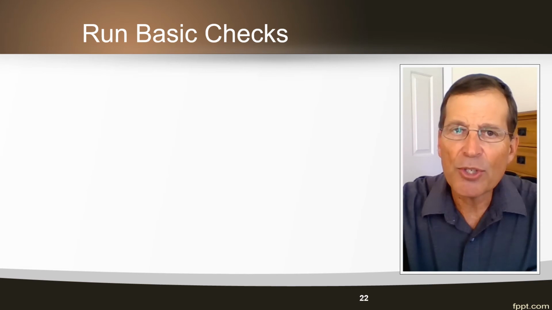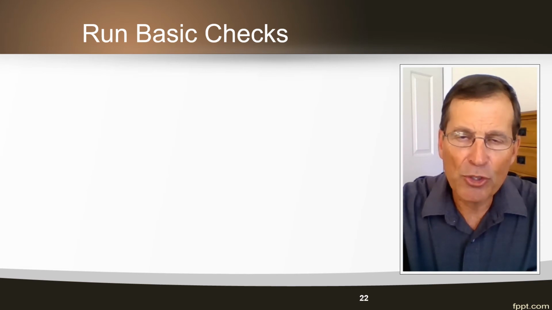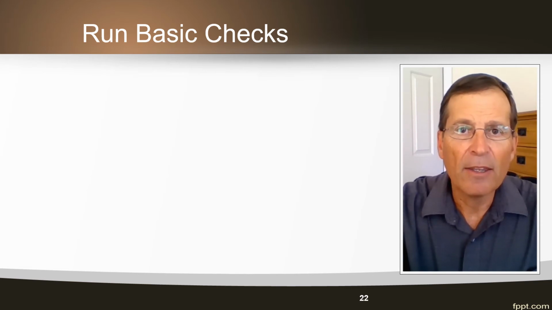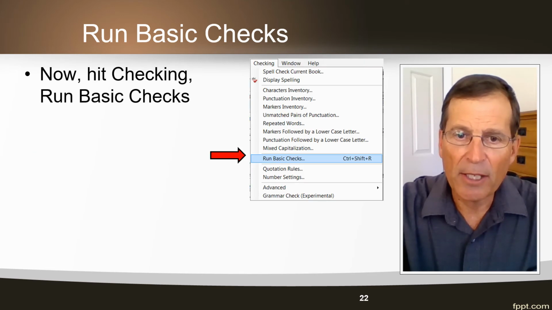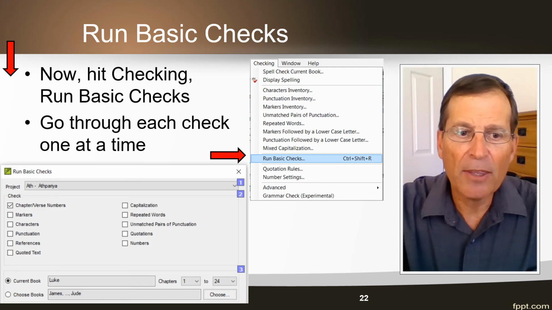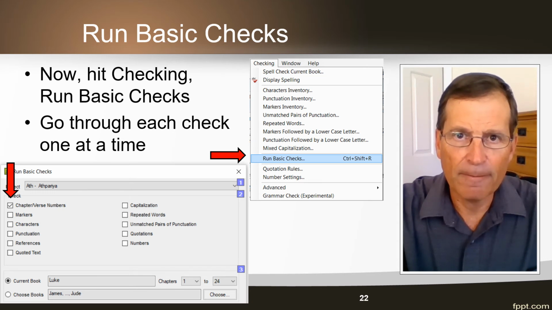Once you have finished setting the punctuation inventory, the character inventory, and the quotation rules, now you can run basic scripture checks. So hit checking, run basic checks, and then go through each one at a time to run the check for each of the items listed there.